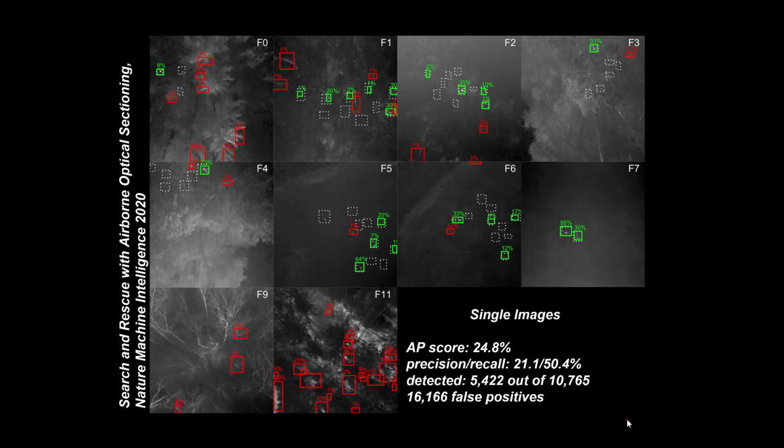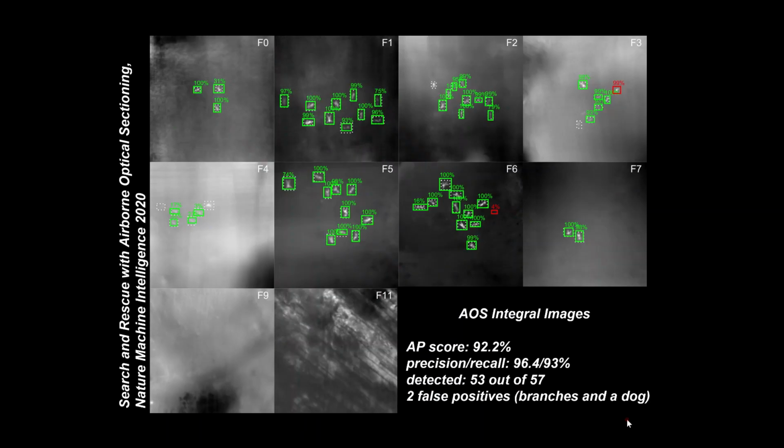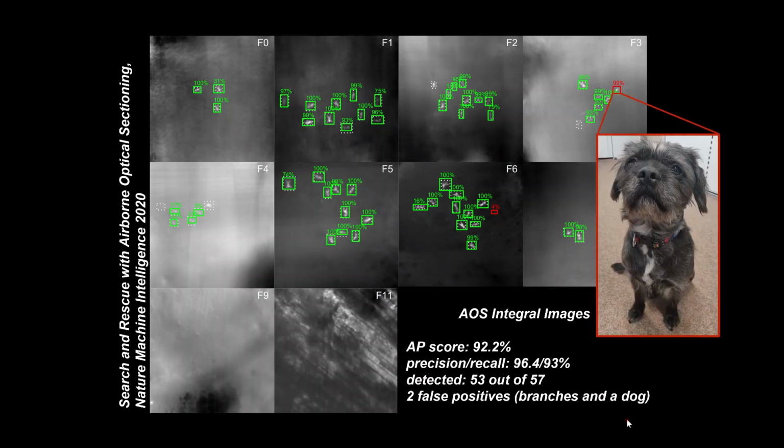That is very different if we integrate images first. So we use the same image data as for the single image classification, integrated as AOS does it for occlusion removal, and then classify, and then we end up with very high success rates. We end up with average precision scores of well over 90%. We are able to detect 53 out of 57 people that we were searching in forest, with only 2 false positives in total, and one of them was our institute dog.